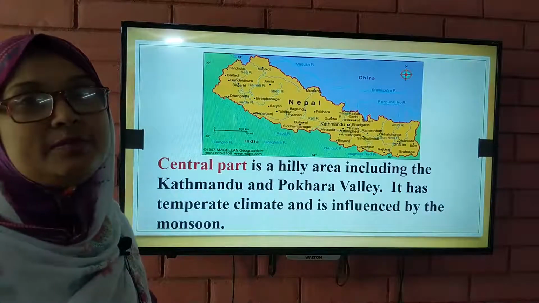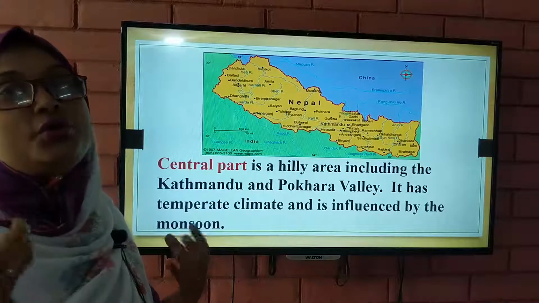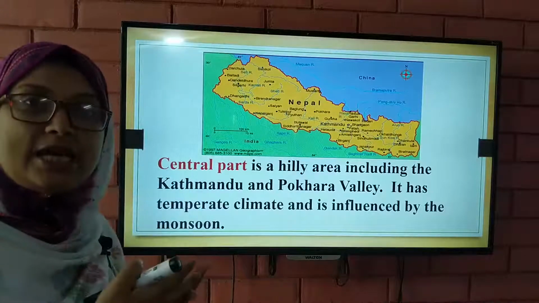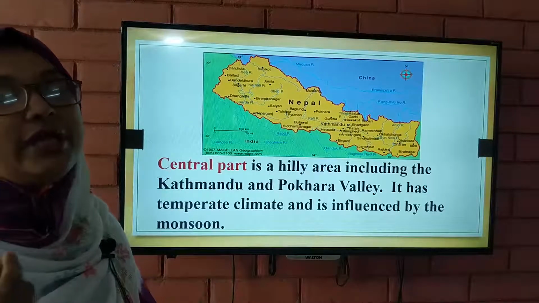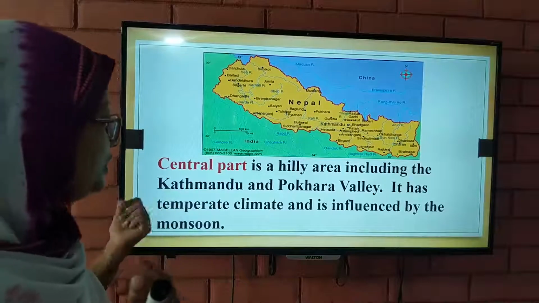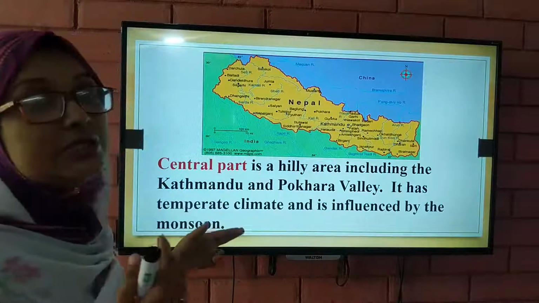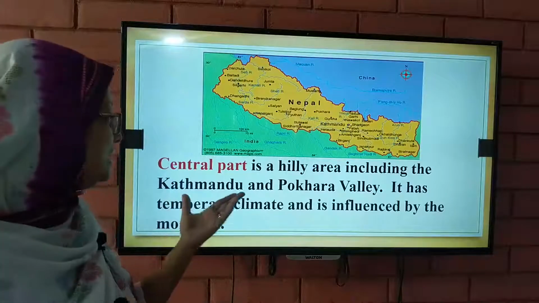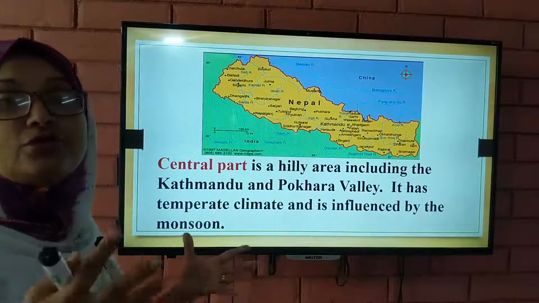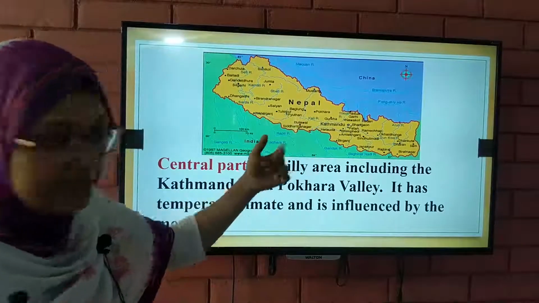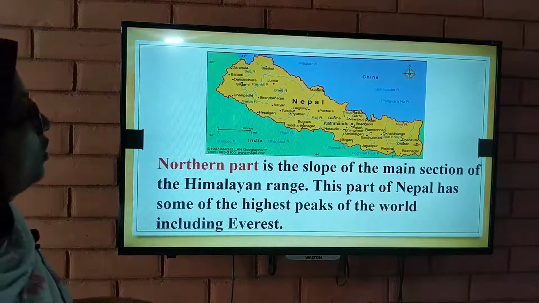So Kathmandu and Pokhara are situated in the central part, and it has a temperate climate. Temperate climate, that means not so cool or not so hot. At daytime you can have the feeling of heat, and also at night you can have the feeling of winter or cool. And it is influenced by the monsoon, as it is temperate. That means lots of rain is here in these hilly areas. Okay. Now let's move to the northern part.